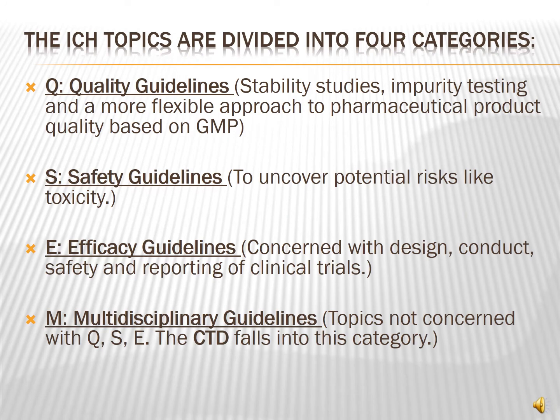The ICH topics are divided into 4 categories: quality guidelines, safety guidelines, efficacy guidelines, and multidisciplinary guidelines. Achievements in the quality area include stability studies, impurity testing, and a more flexible approach to pharmaceutical product quality based on good manufacturing practice, or the GMP. Safety guidelines are to uncover potential risk hazards like carcinogenicity and other branches of toxicity.